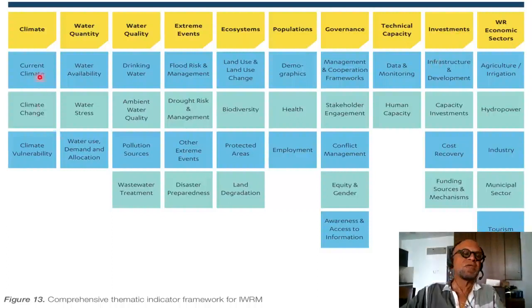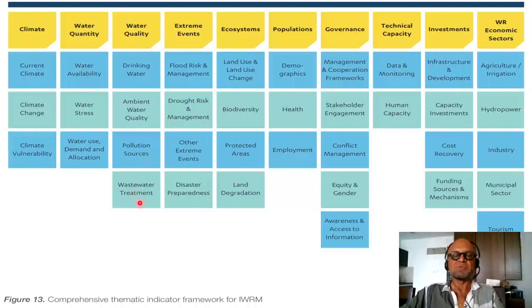Right. So current climate, climate change, and climate vulnerabilities have to be considered for water availability, water stress, water use, demand and allocation, so quantity, quality and access. Water quality for drinking water, ambient water quality that you are pulling from and managing as a common pool resource, pollution sources that can be monitored, evaluated and regulated, etc.